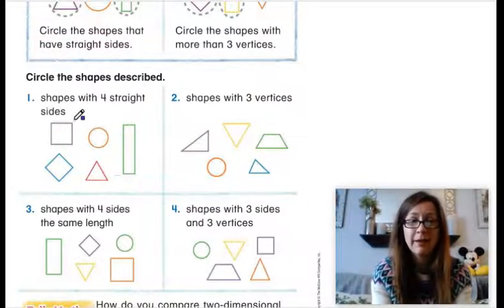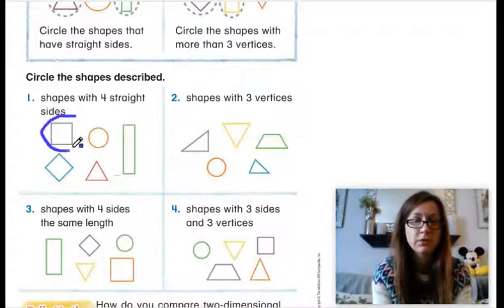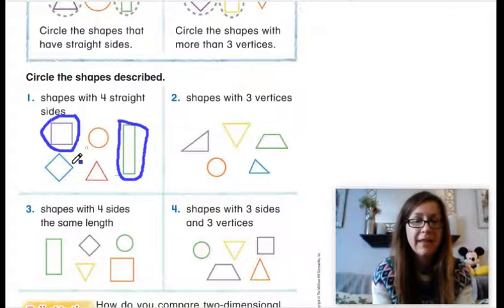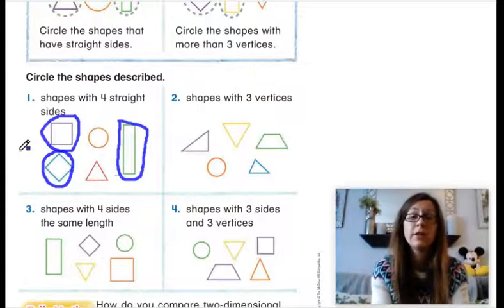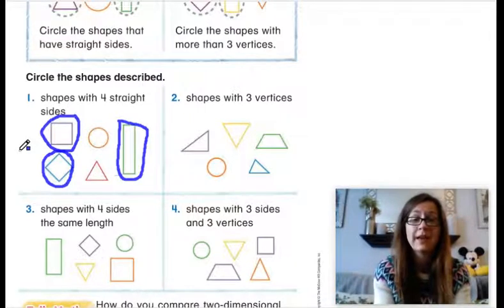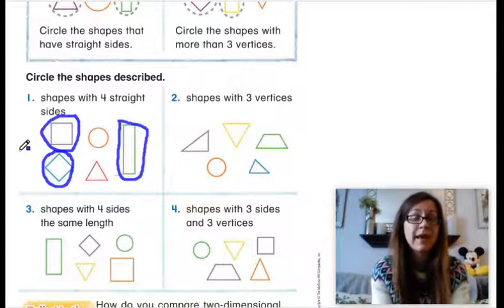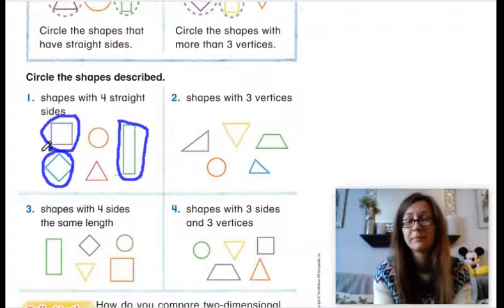So let's see what we have. We have a purple square, so we're going to circle the purple square. We have a green rectangle. We're going to circle the rectangle. And then we have a square that's turned on its side. This is still a square even though it's rotated, but it does have 4 sides. So the 2 shapes that we didn't circle was the circle and the triangle because a triangle only has 3 sides and a circle has no sides.